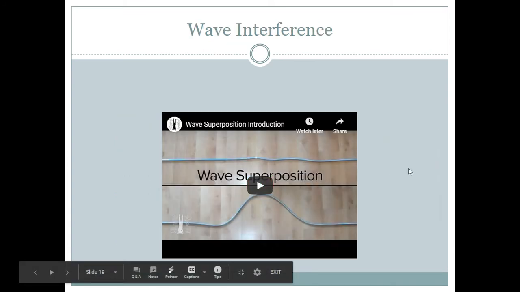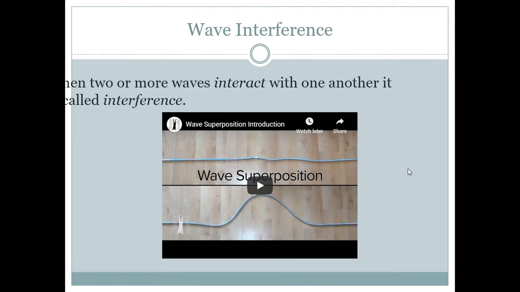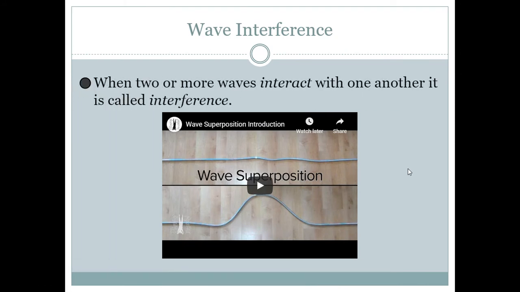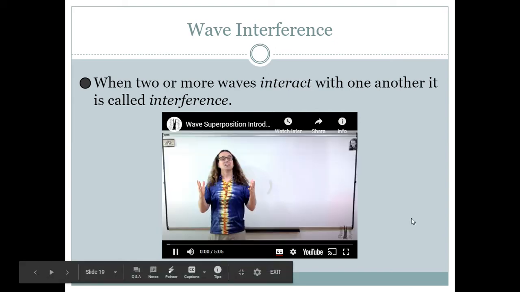All right, wave superposition, really important. When two or more waves interact with each other, it's called interference. Okay, we're just going to watch a little video about this.